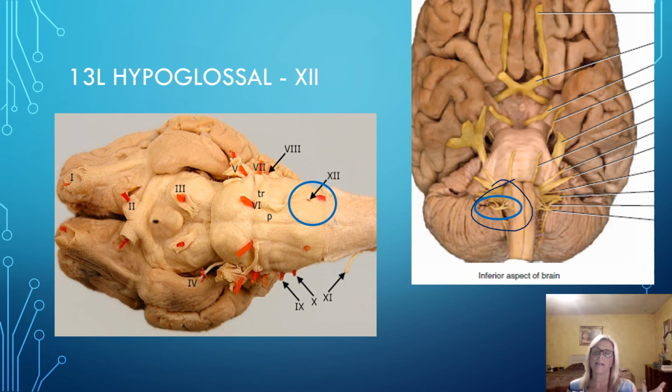So if you can find the differences in sizes and how these look different from each other, that really helps for identification too.